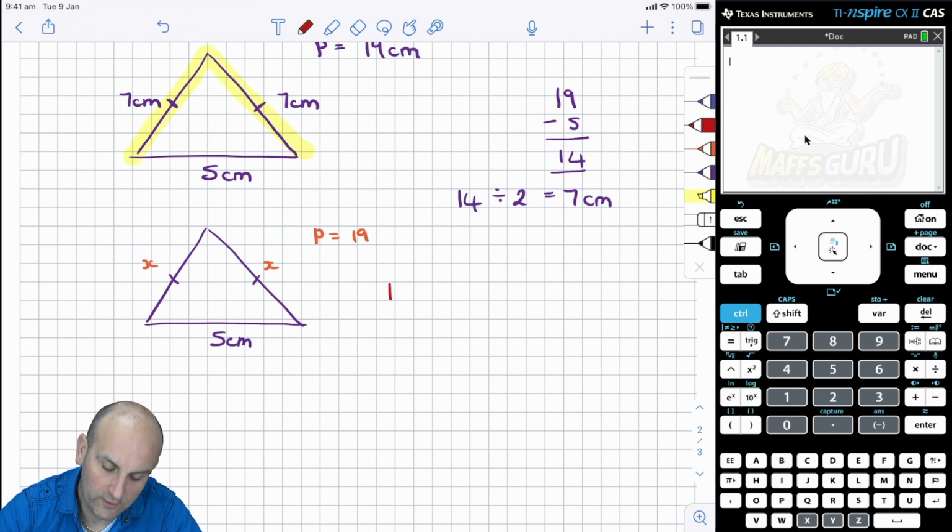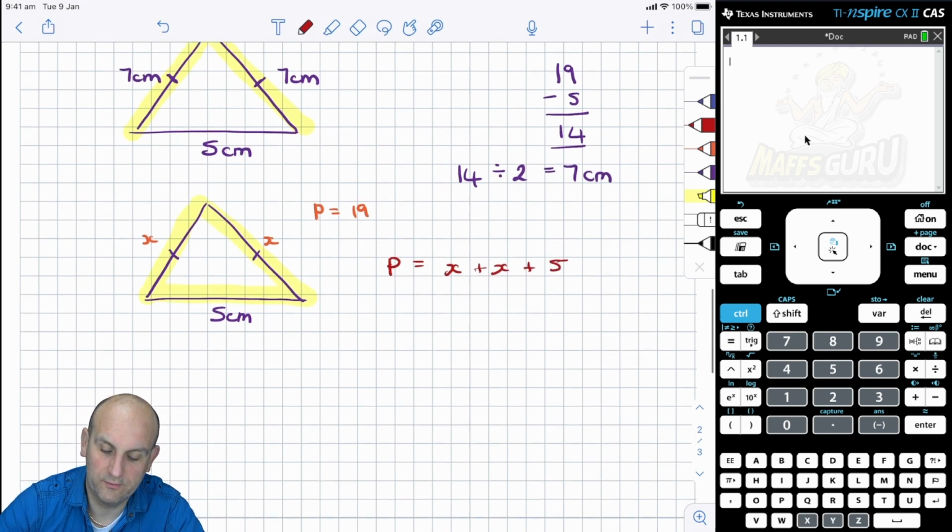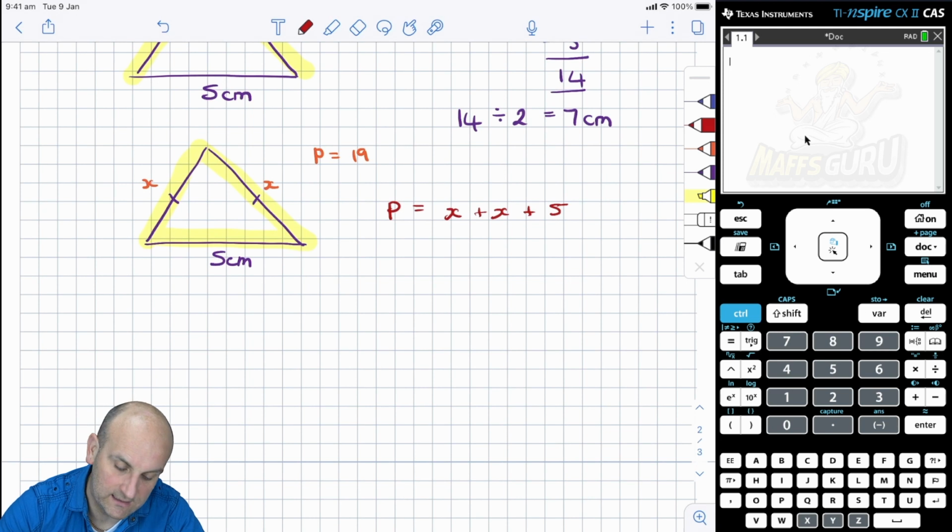So we would first off say perimeter equals, and we work it out as normal, x plus 5, and we would write that down. X plus 5. But hold on a moment, we know what the perimeter is. It tells us it's 19. So I can now write 19 under the perimeter. We know that if we've got an x plus an x, then we have two x's plus 5.